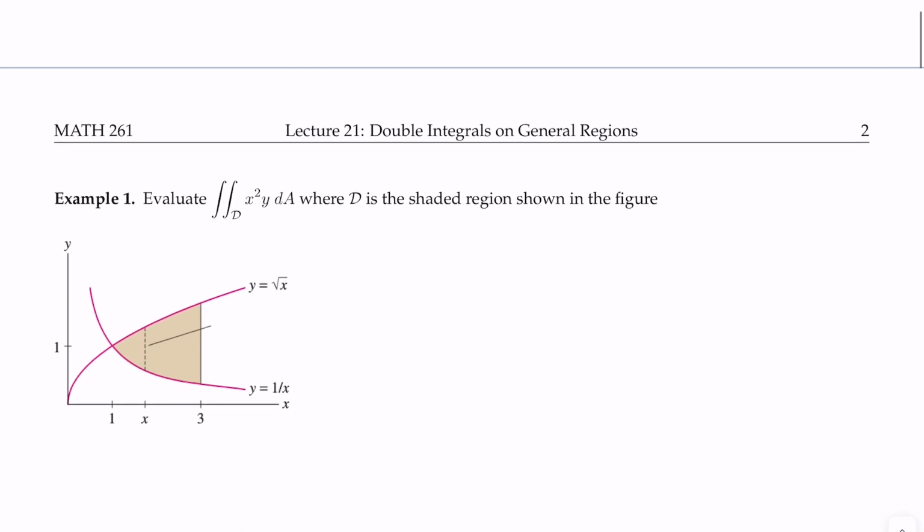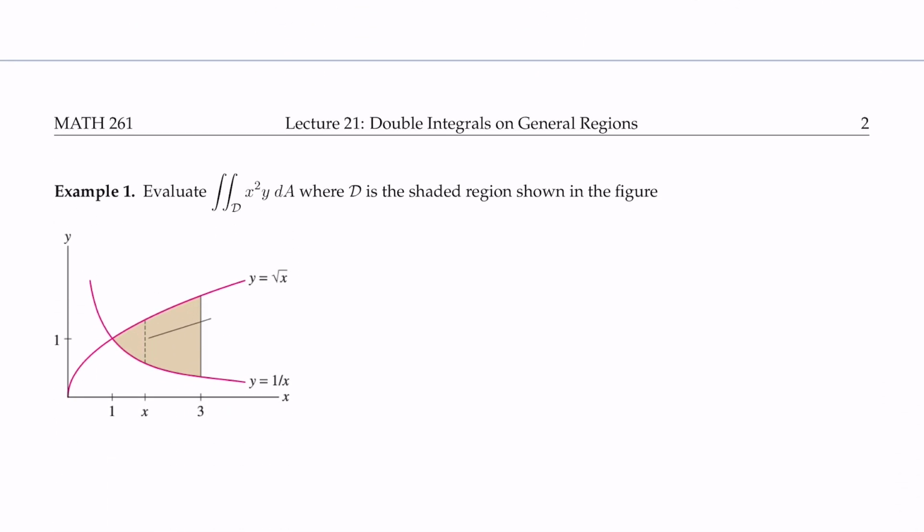Now let's consider the following example. In this example, we want to evaluate the double integral of the function x times y, where D is the shaded region shown in the figure right here. So this is the shaded region, and the region is bounded by two functions. One is y equals square root of x, and the other is y equals 1 over x. Now, if you put in a vertical line, one end of the vertical line touches the bottom function, and the other end touches the top function. So the setup is that I'm going to set up the inner integral first.